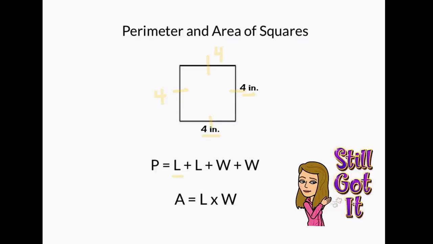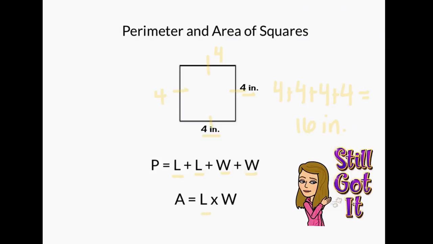Finding the perimeter, I need to add up all those sides because I need to find the distance around the figure. So 4 plus 4 plus 4 plus 4. Remember, I could do 4 times 4 because there are 4 sides of 4 inches. Woo, that's a lot of 4s. Either way, I'll end up with the answer 16 inches for my perimeter.